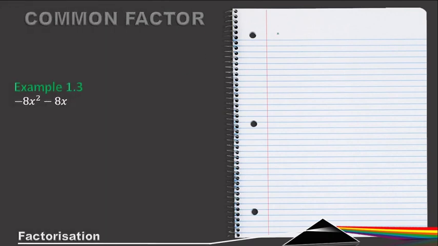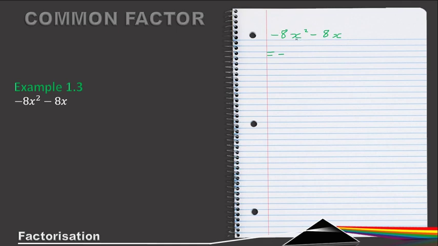So example 1.3, I've got negative 8x squared minus 8x. All right, now in this case we have an example of a negative. If you have a negative in the first term, it's always better to take out the negative also. It's just neater for your final answer. So I take out a negative. That's the one thing I can take out.